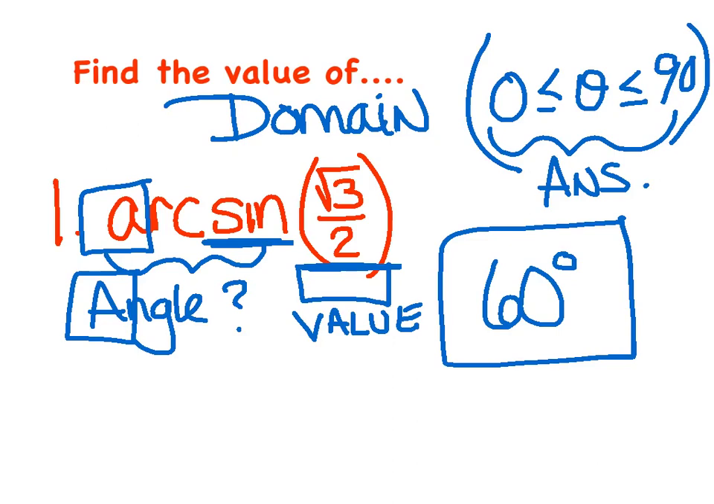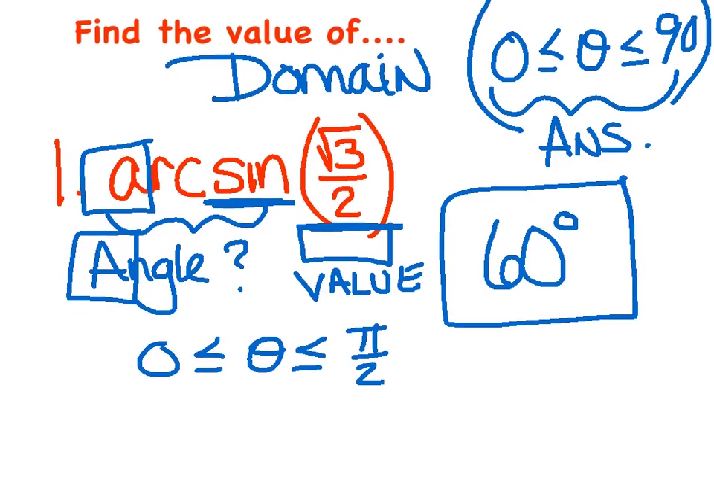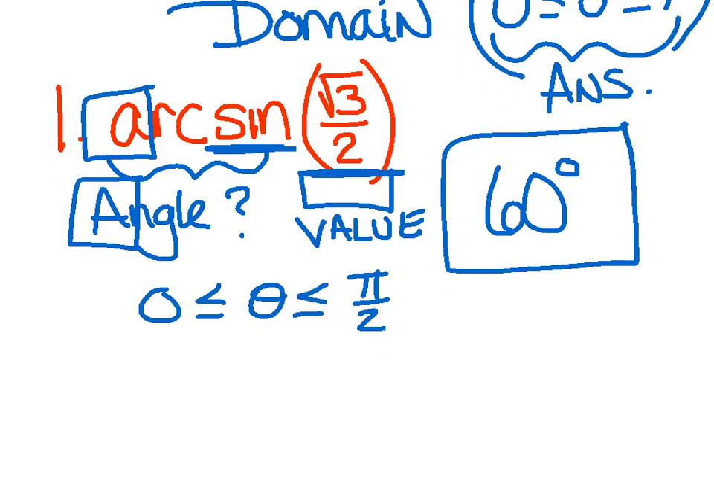Now let's do a quick check. Does that fall between your domain of 0 to 90? Well, 60 surely falls in there. What if they said your angle has to fall between 0 and pi over 2? All right, well, let's think about this. I'm going to quickly change pi over 2 to degrees so I know what they're talking about there. So I'm going to do 180 over pi, kill my pi's, 180 divided by 2 is 90. So they're really saying the same thing, except this time they want your answer in radians.